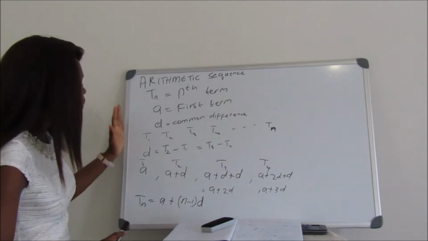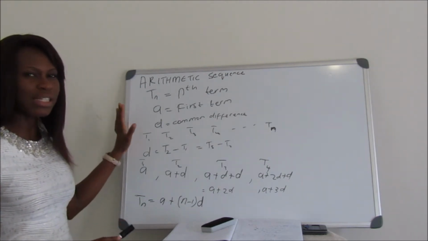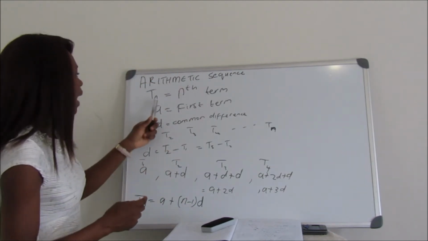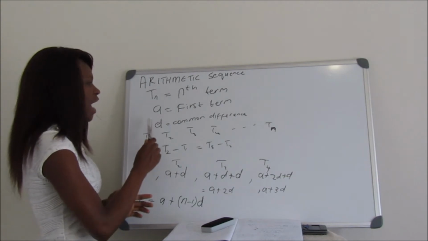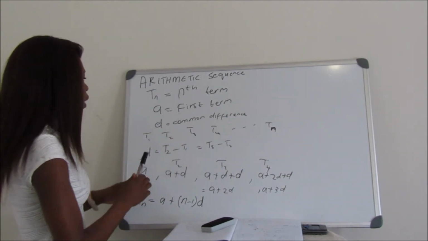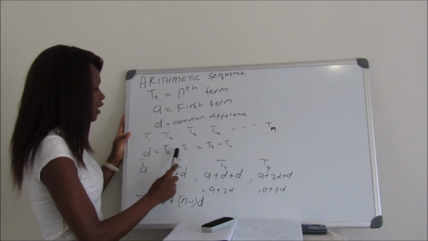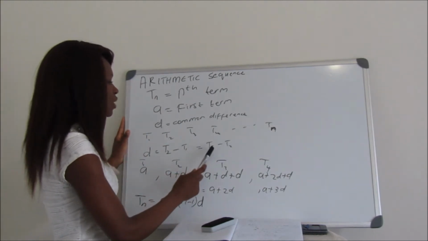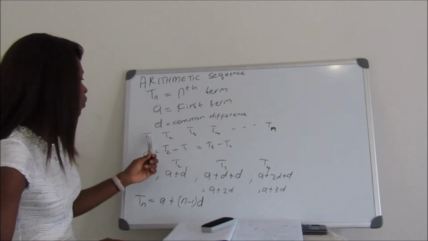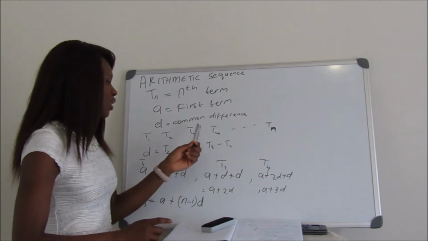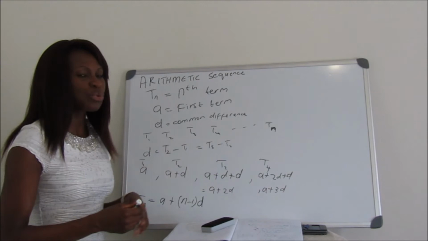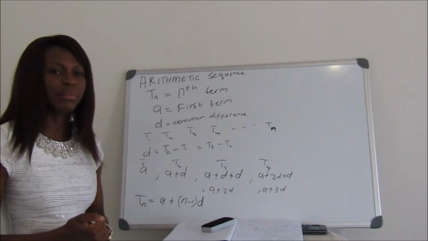So just a quick recap so that when we do questions, you will understand that we only use these terms that are written here. Tn is our nth term, A is our first term, D is our common difference, of which to find the common difference we use T2 minus T1 equals T3 minus T2. That means that the difference between T2 and T1 must be the same as the difference between T3 and T2. If it's not, then the series we are given does not qualify to be an arithmetic sequence.